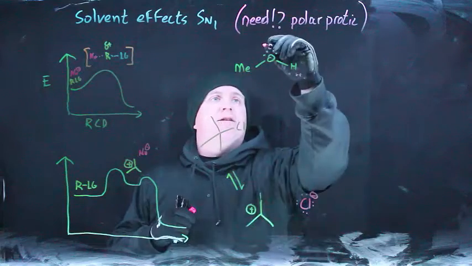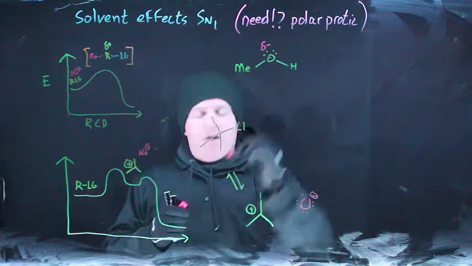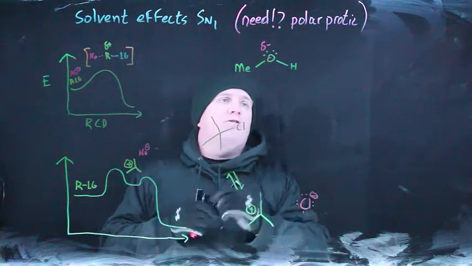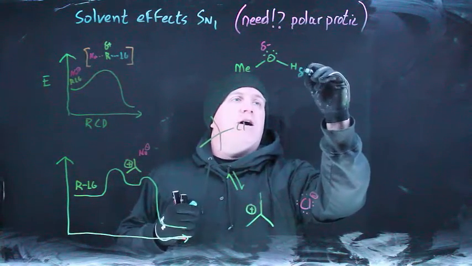In other words, it's going to be something that has an OH or an NH bond, so alcohols are typical protic solvents. And that then creates a delta minus on the oxygen that the hydrogen is bound to, or the nitrogen, and it also creates a large delta plus on the hydrogen itself.